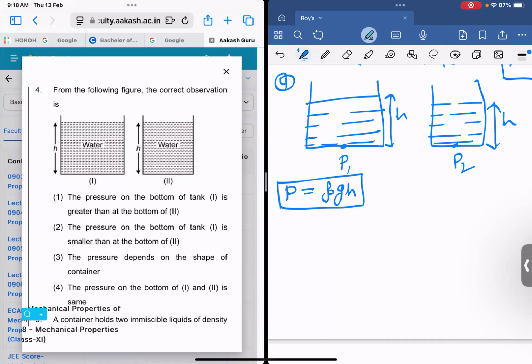So both will have the same pressure, right? Yes. But here, the correct answer you have not given. The correct explanation is that pressure does not depend upon the shape of the container. It is the same only for the option I told.